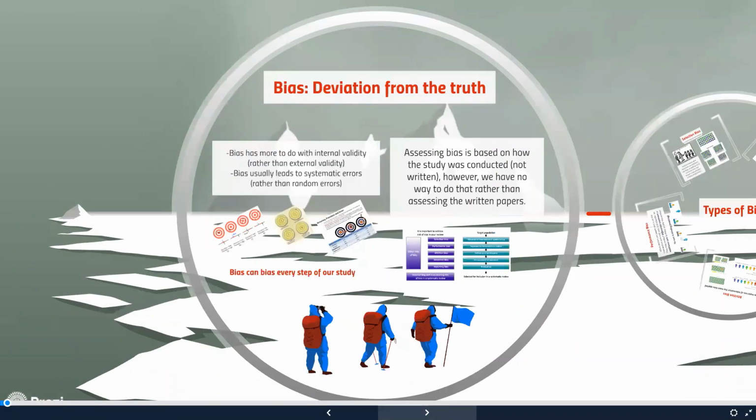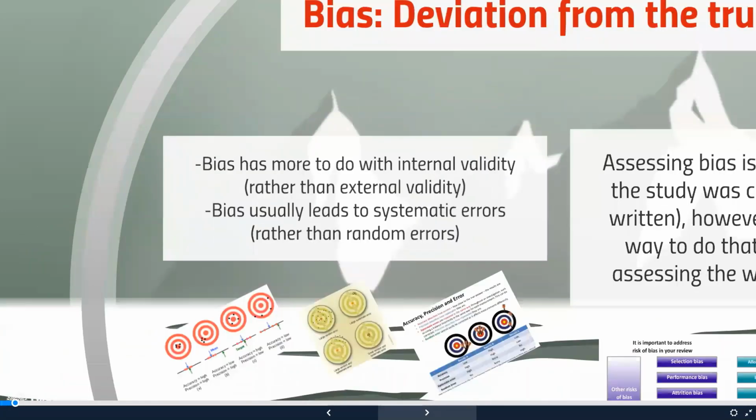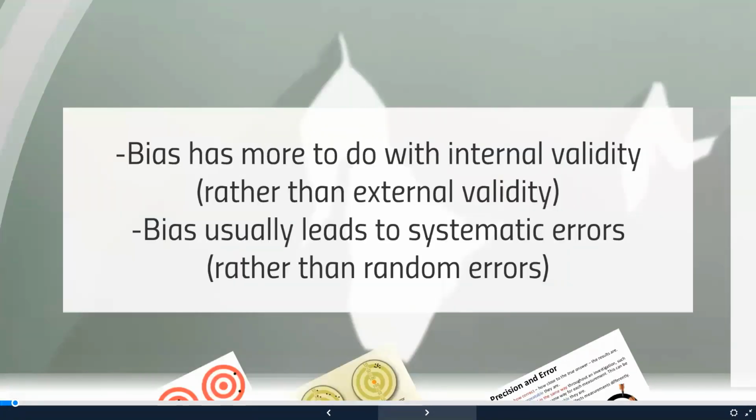Okay, what is bias? It's deviation from truth. How can I deviate? Anything that makes me go from here's the truth and I'm going here, here, or I'm going everywhere, everything is bias. Bias has more to do with internal validity.